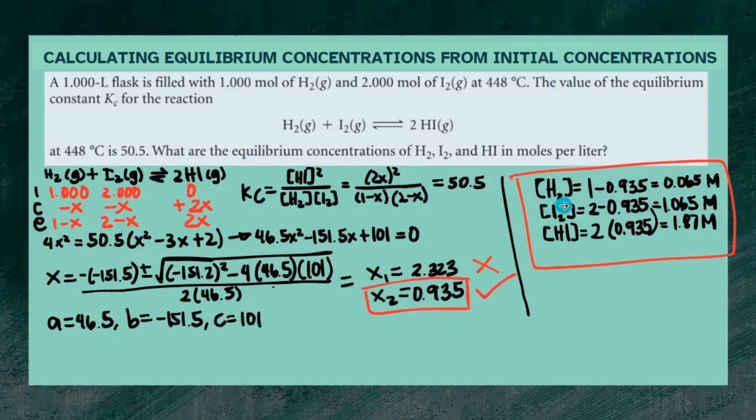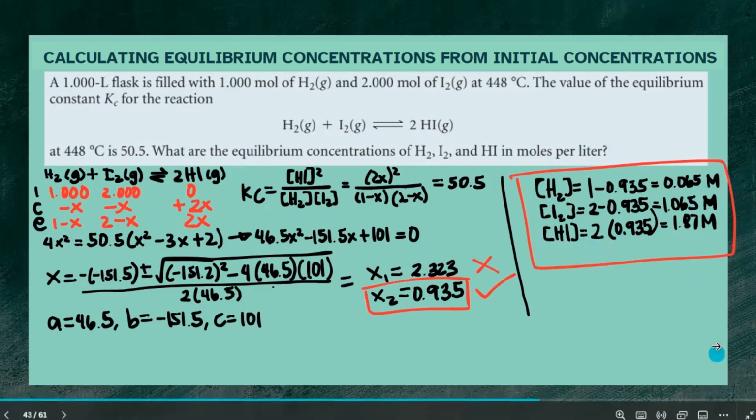So what we will be getting now is this one. The hydrogen gas will have a concentration of 0.065 molarity. Then for the iodine gas, we will be having 1.065 molarity. Then for the hydrogen iodide gas, we will be having 1.87 molar.